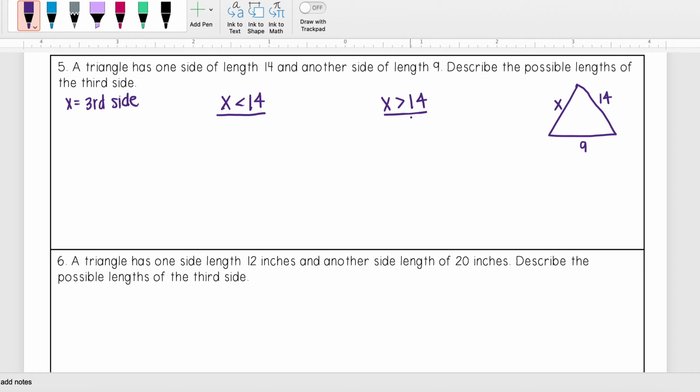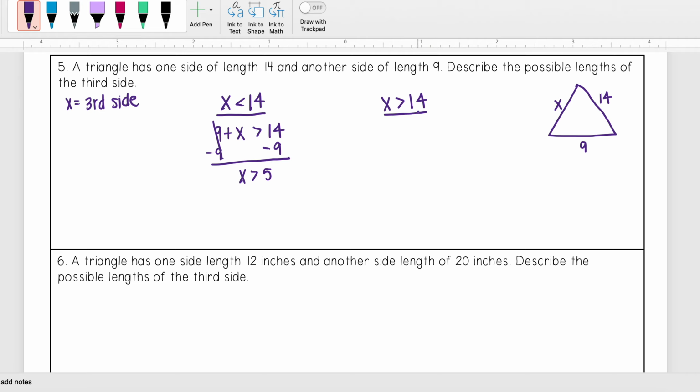And so we're going to come up with two different inequalities for those cases. If x is less than 14, then I know by my triangle inequality theorem that 9 plus x should be greater than 14. Because if x is less than 14, then it's going to be either my shortest or second shortest side, and I want those two shorter sides to add up to be bigger than my longest side. Now I'm going to solve for x here. To solve for x, I'm just going to subtract 9 from both sides, and I get that x is bigger than 5.